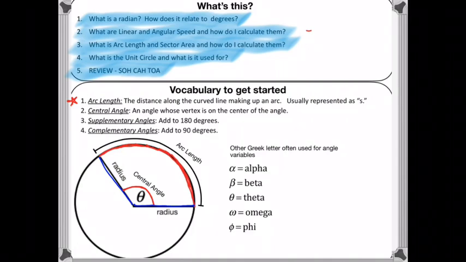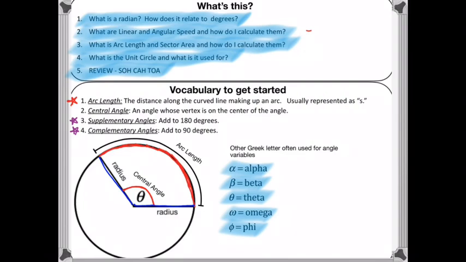So a couple of different names for variables are down here. We've got alpha, beta, theta, omega, and phi, and all of those could sometimes be used as a variable for an unknown angle, okay? And then finally, we have some review of supplementary angles. We know that they add to 180 degrees, and complementary angles add to 90 degrees, okay?